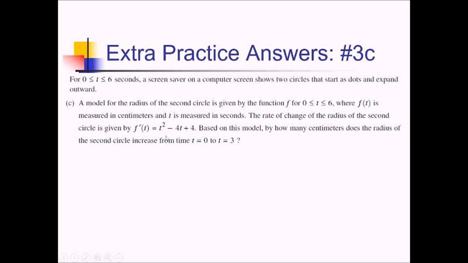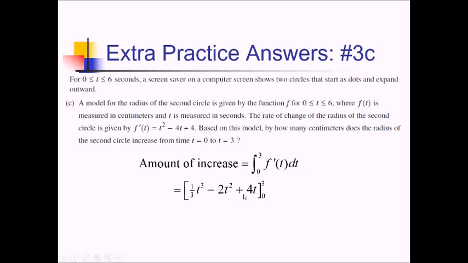To find the total amount of increase, we just have to integrate f prime over the interval from 0 to 3. So I'm going to write integral from 0 to 3 of f prime of t dt. And I don't know what the f function is, but I can at least take the antiderivative of f prime. So that's going to be, using my reverse power rule, 1/3 t cubed minus, let's see, this bumps up to 2. Dividing by that, we have minus 2t squared plus 4t. And we're evaluating all of that from 0 to 3. So I have all of this stuff with 3 plugged in, minus all of this stuff with 0 plugged in.